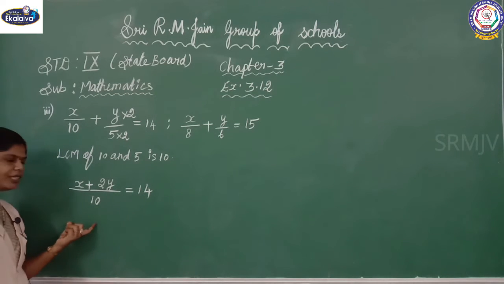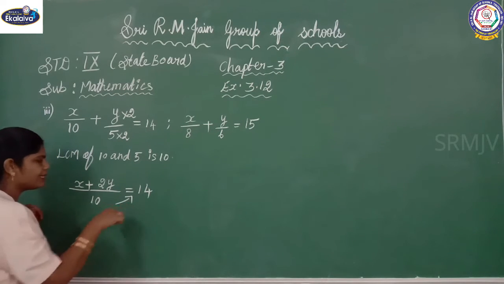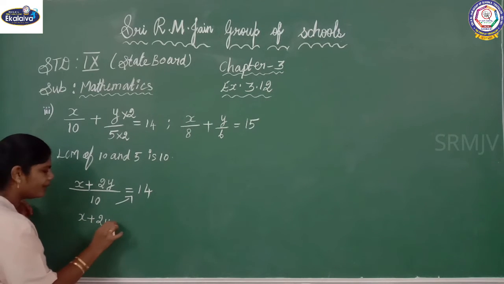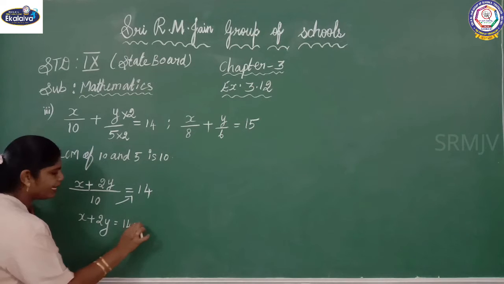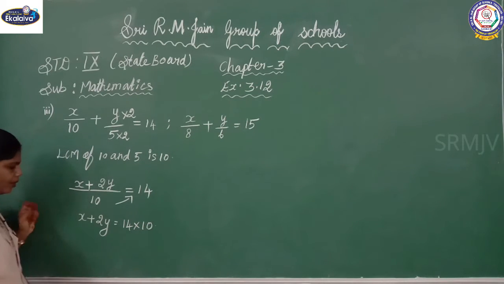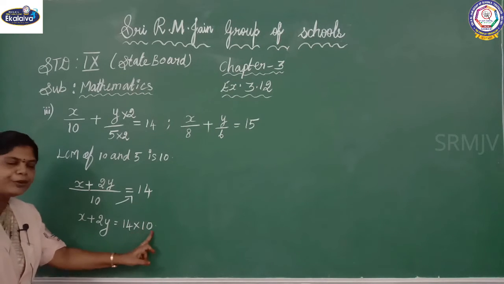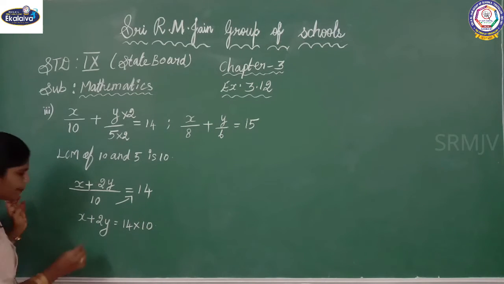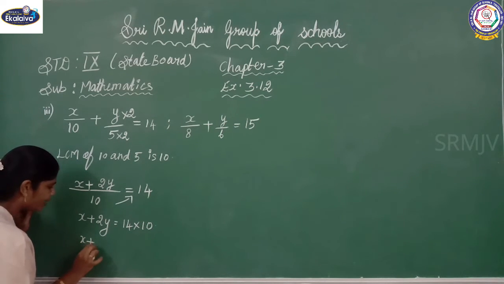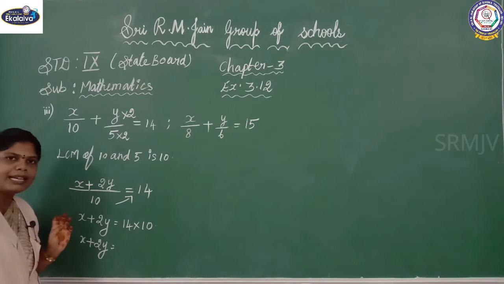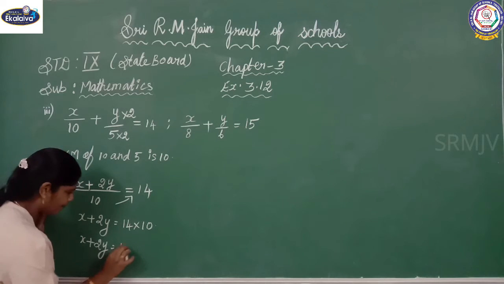You understand, children? Just cross multiply this. x plus 2y equal to 14 into 10. I cross multiplied. So x plus 2y equal to 14 into 10. What will you get, children? 140.